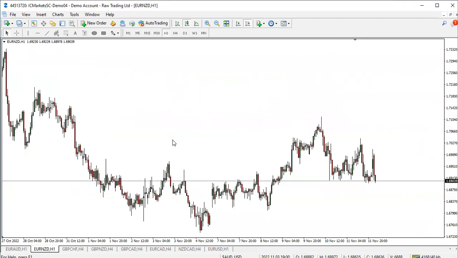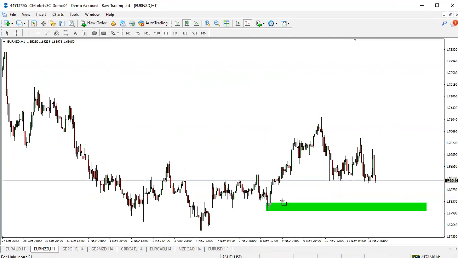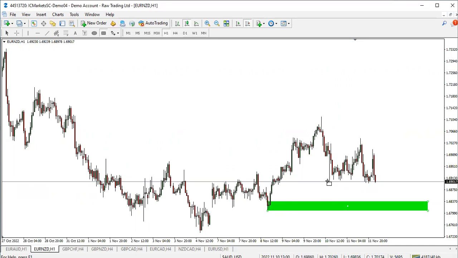So next one is EURNZD. I'm looking out for a buy here. This is my area of interest. So if this market gets to here and gives me a valid entry on the 5 minutes, I will be buying it. And these are the liquidities I'm hoping that it will take out to make this area of interest here a valid area of interest for a buy.